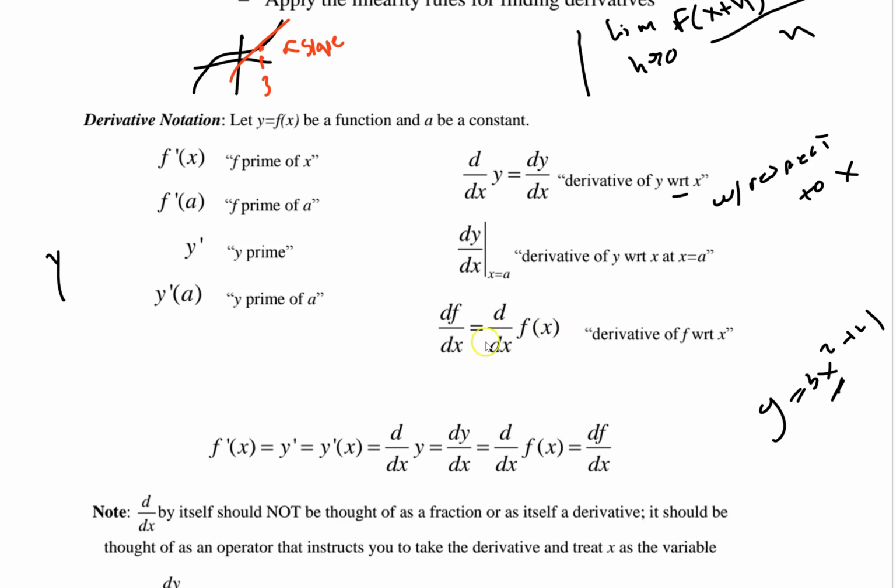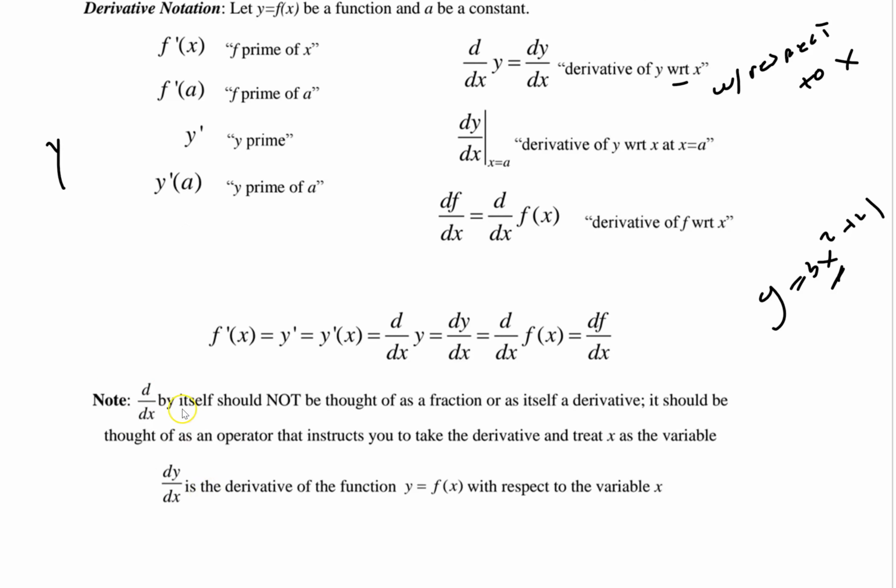And then this could go for any function, right? Derivative of f with respect to x. I could put derivative of y, derivative of z, whatever, with respect to x. So all these things mean the same thing. If you see any of those, it means take the derivative. Note by itself, if you see d of dx, that doesn't mean a fraction, this means take a derivative. That's all it means.